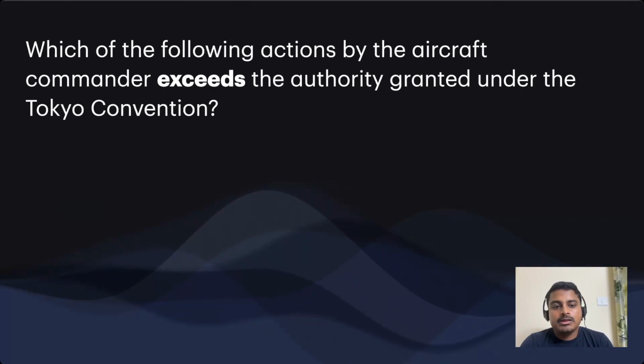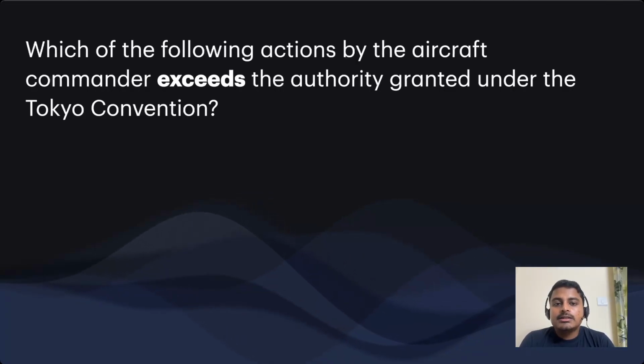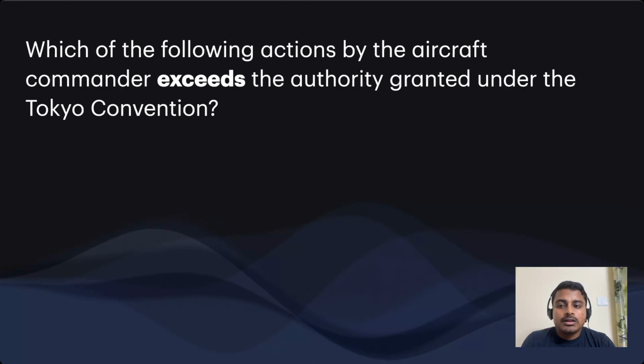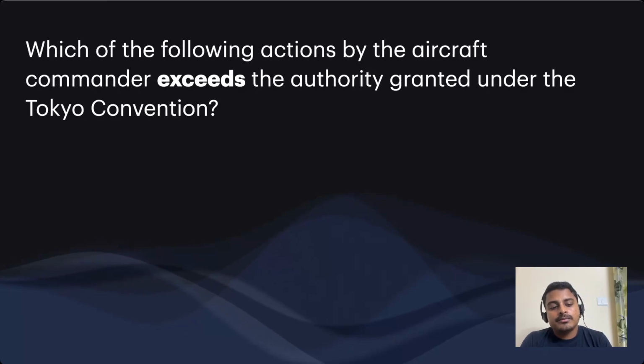Okay, next question. Which of the following actions by the aircraft commander exceeds the authority granted under the Tokyo Convention? We know that the commander has certain authorities under the Tokyo Convention. So which one of these following exceeds the authority that is granted?